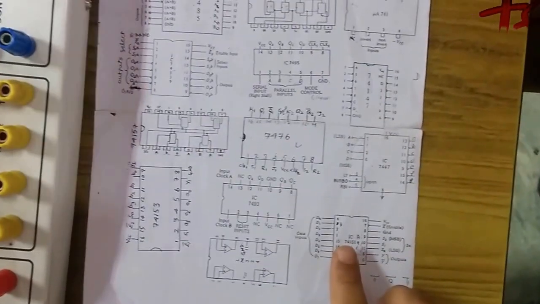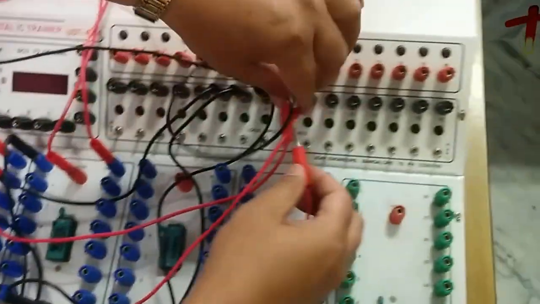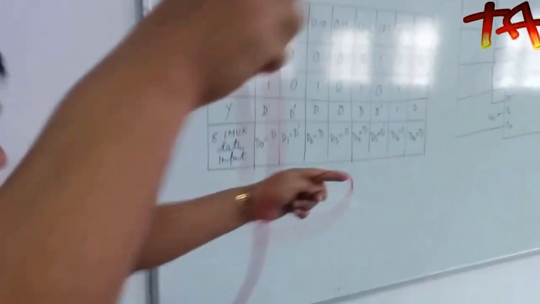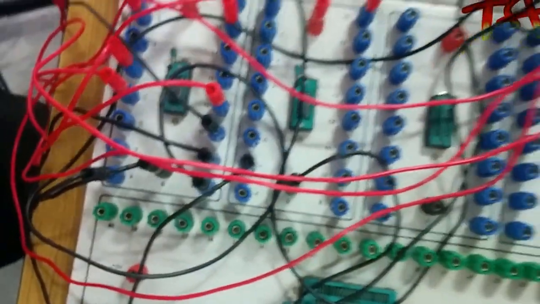Then D4: the pin number for D4 is 15, and it is connected again to D. Then D7: the pin number for D7 is 12, and that is connected again to D. Whatever needs to be connected to D has now been connected.